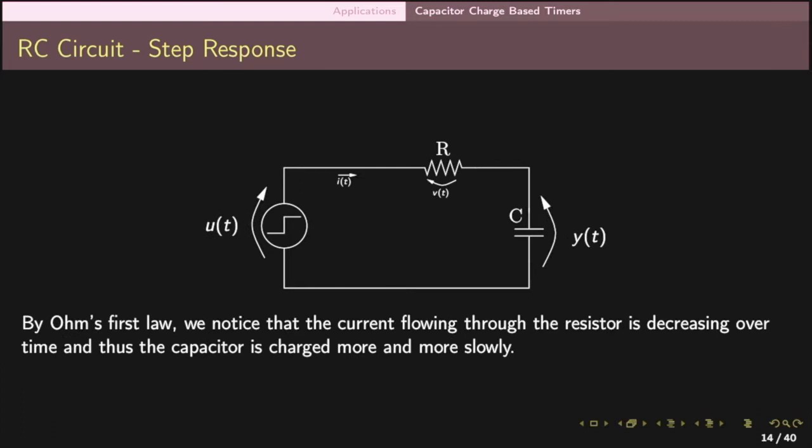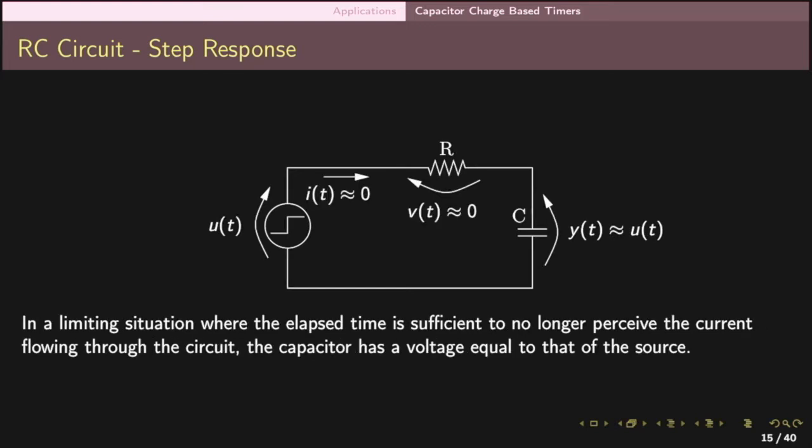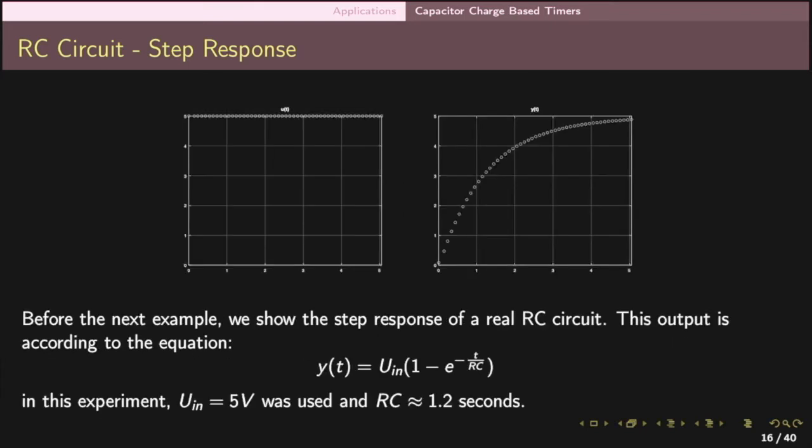By Ohm's first law, we notice that the current flowing through the resistor is decreasing over time and thus the capacitor is charged more and more slowly. In a limiting situation where the elapsed time is sufficient to no longer perceive the current flowing through the circuit, the capacitor has a voltage equal to that of the source. Before the next example, we show the step response of a real RC circuit. These are experimental real data graphics.